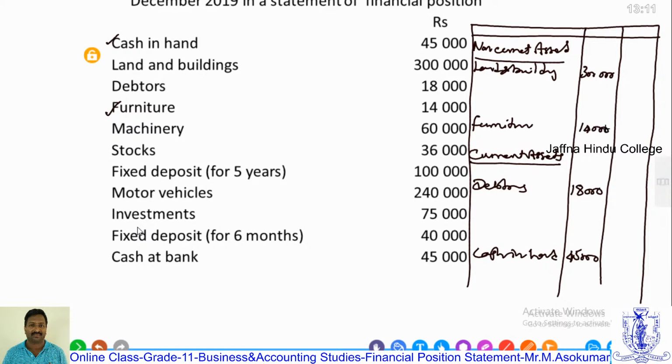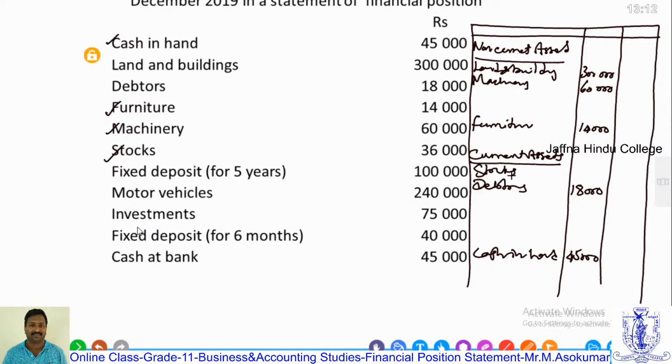Machinery. Machinery is a non-current asset with low liquidity, so we can list it under non-current assets on the second line of this category. Machinery is 60,000. Stock is the remaining goods at the end of a specific period for resale. This is also a current asset, on the first line of current assets. That is stocks.